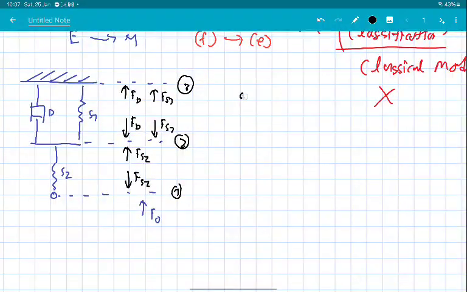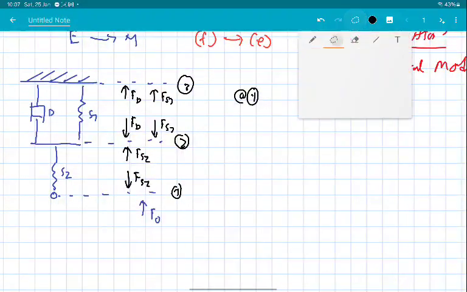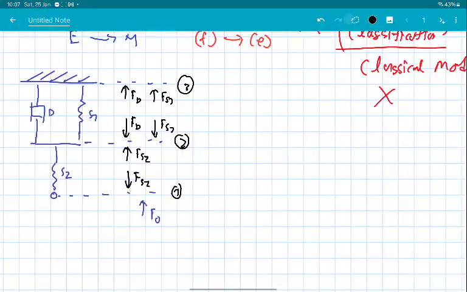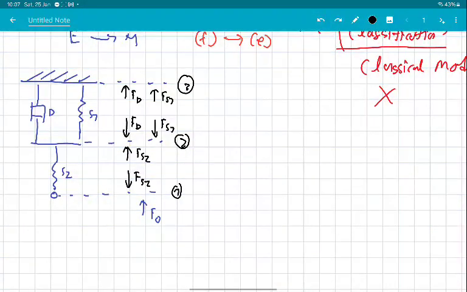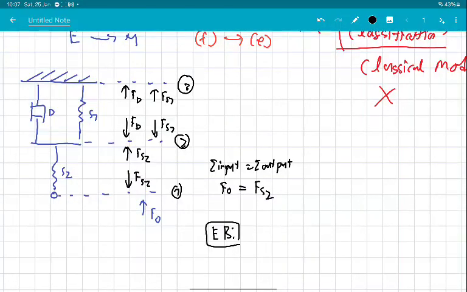At our line of action number one, we start with the equation of balance. You always start with the equation of balance. In the equation of balance, always the sum of input is equal to the sum of output. So the sum of input, we will say that F0 is equal to Fs2.